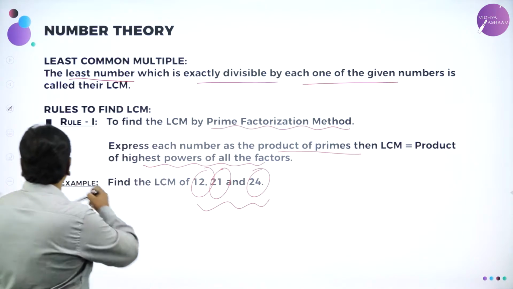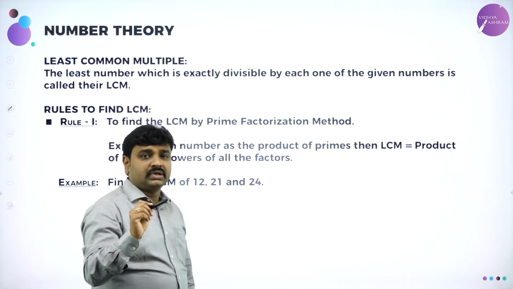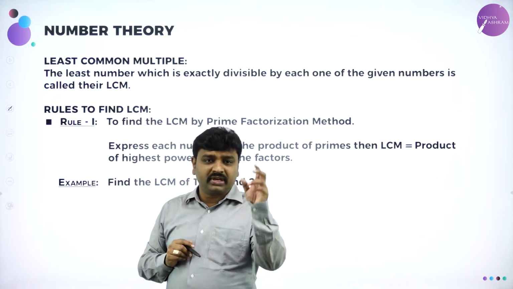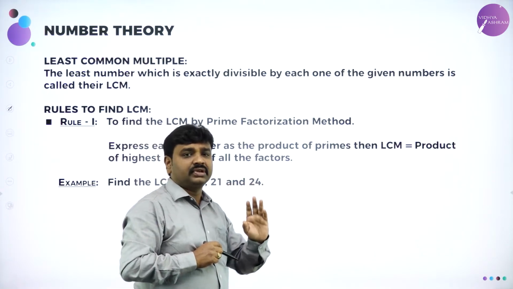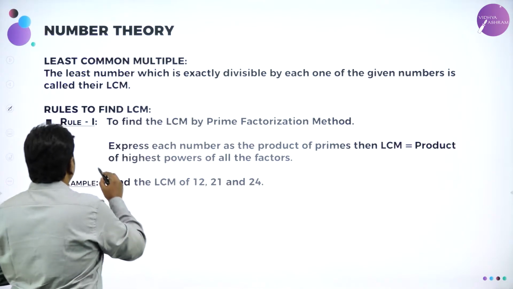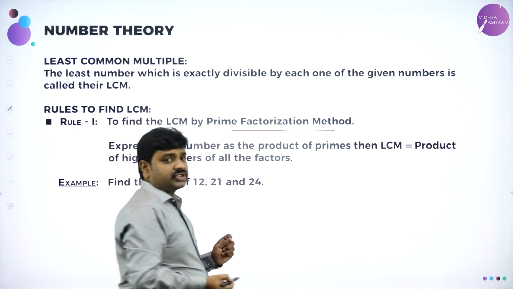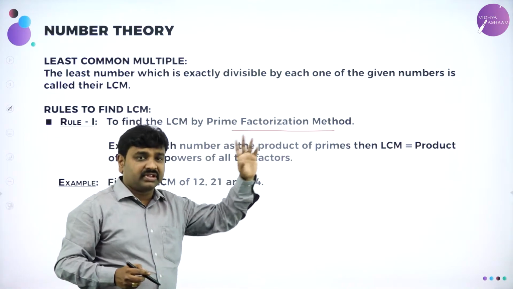Now let me just summarize what is LCM. The full form is least common multiple. What is the meaning of least common multiple? It is the least number which is exactly divisible by each one of the given numbers. And the first method is finding LCM by the prime factorization method. What is the first method we are going to discuss now? Finding LCM by the prime factorization method.